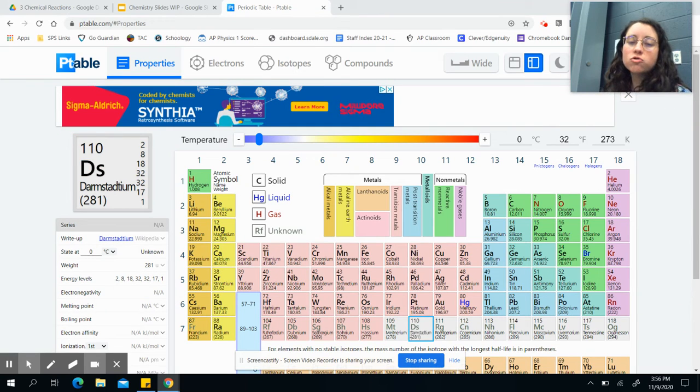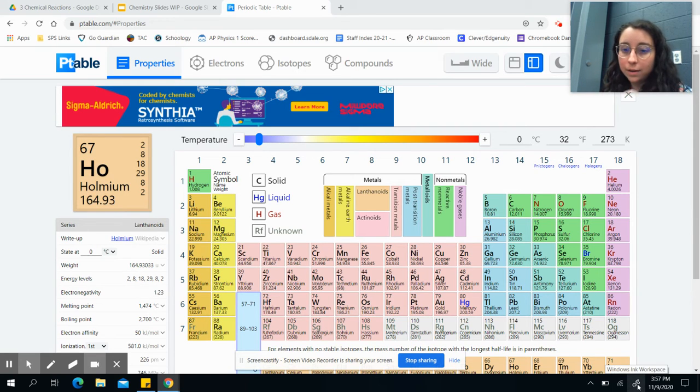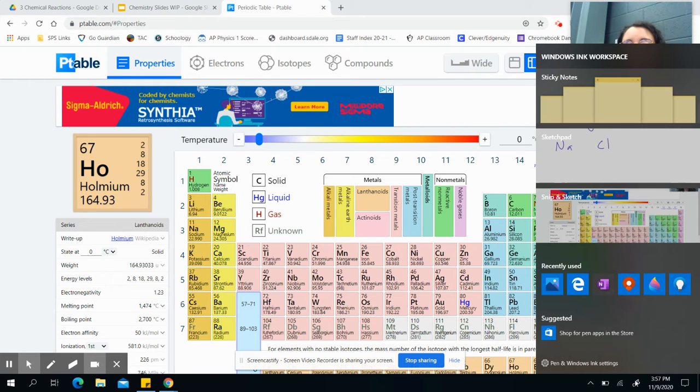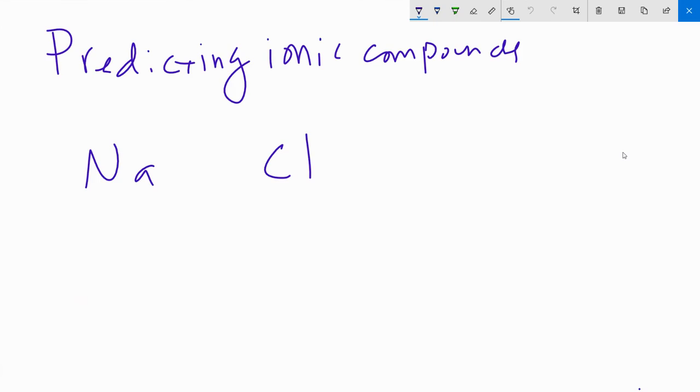Hi guys, I want to show you a quick video on how to predict ionic compounds, predict how elements are going to interact and how they're going to create different types of compounds, okay? So I have in front of me the periodic table. That's going to become really important for us in a bit, but I really just want to open a sketch pad right now. So remember, ionic compounds are metals and non-metals, okay?